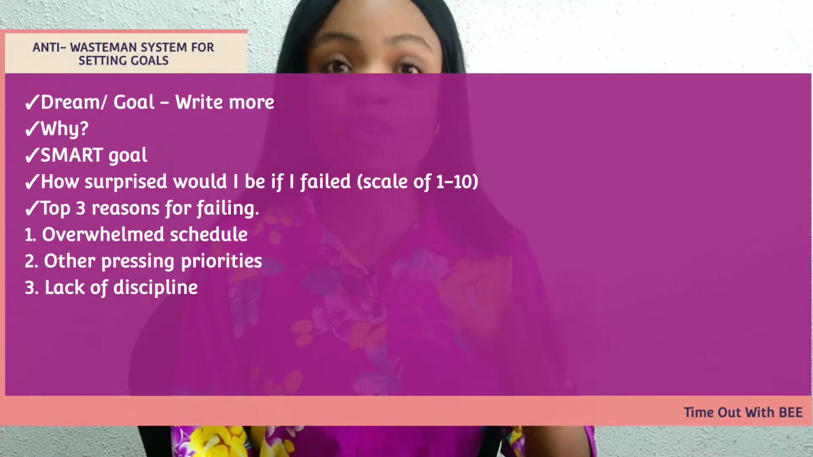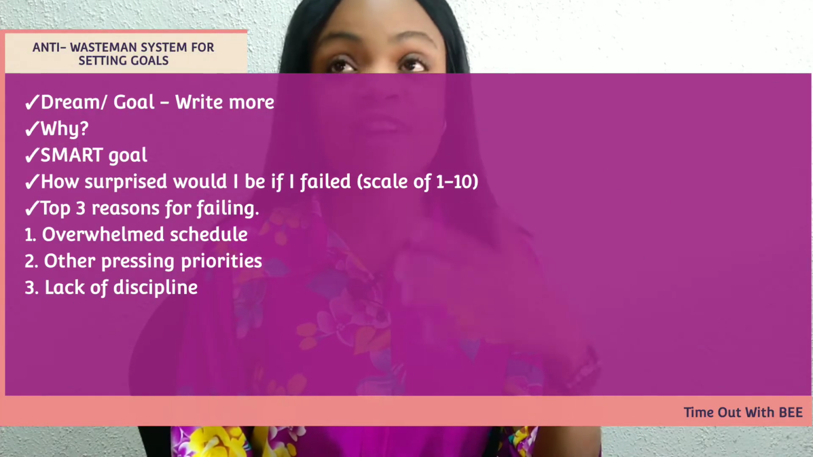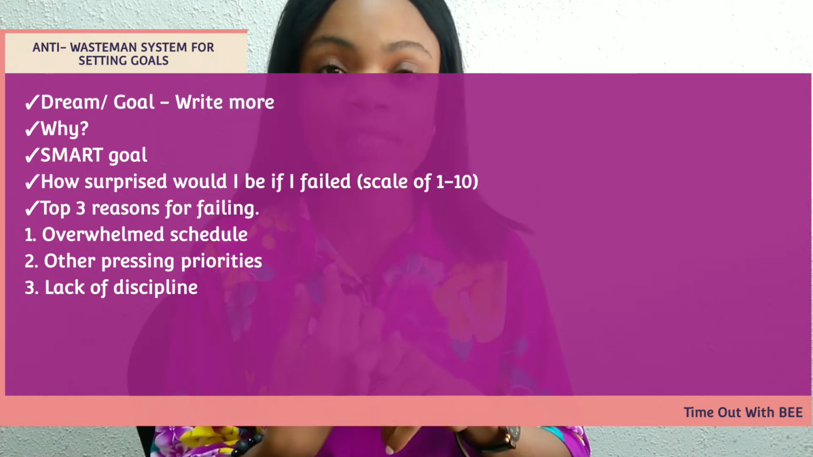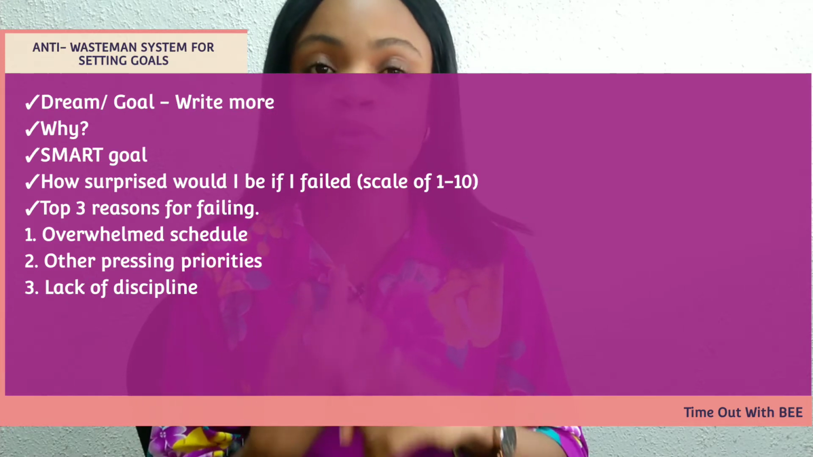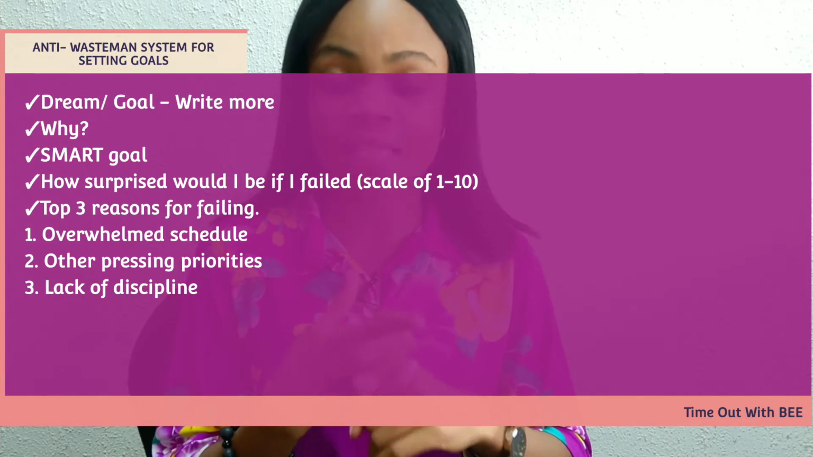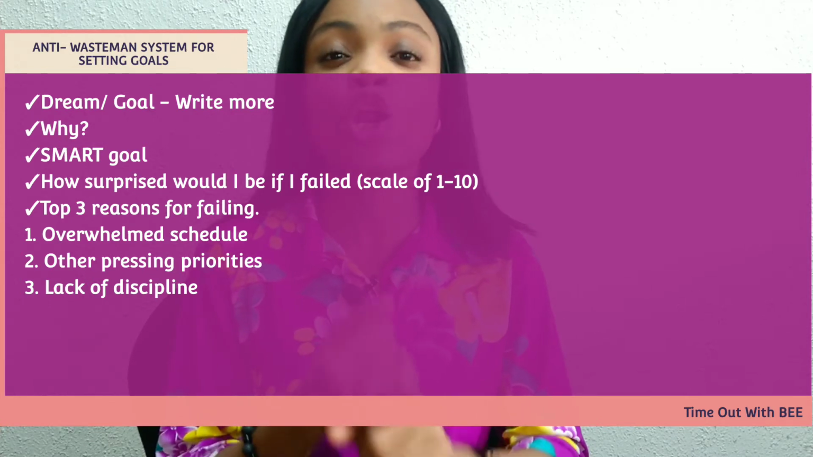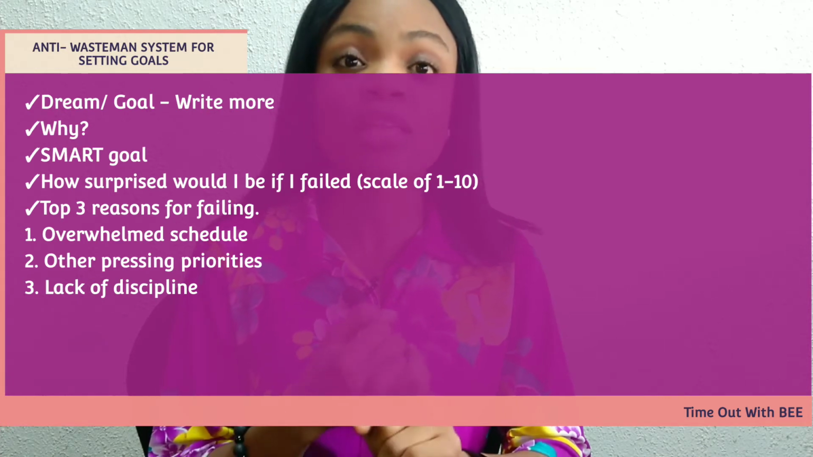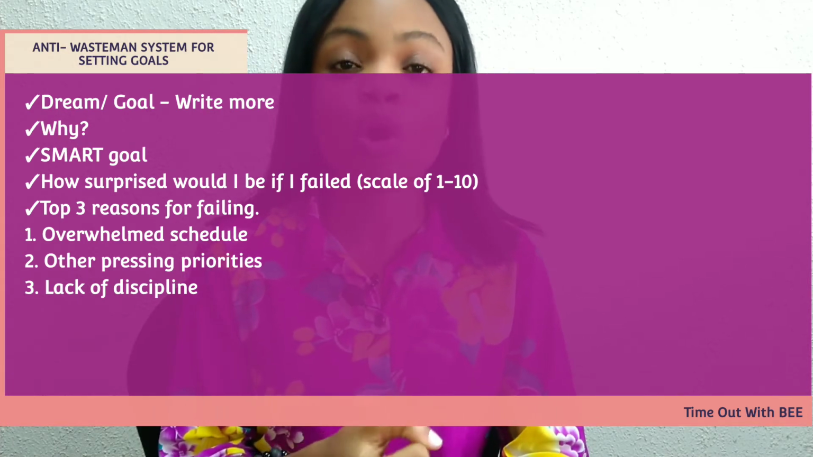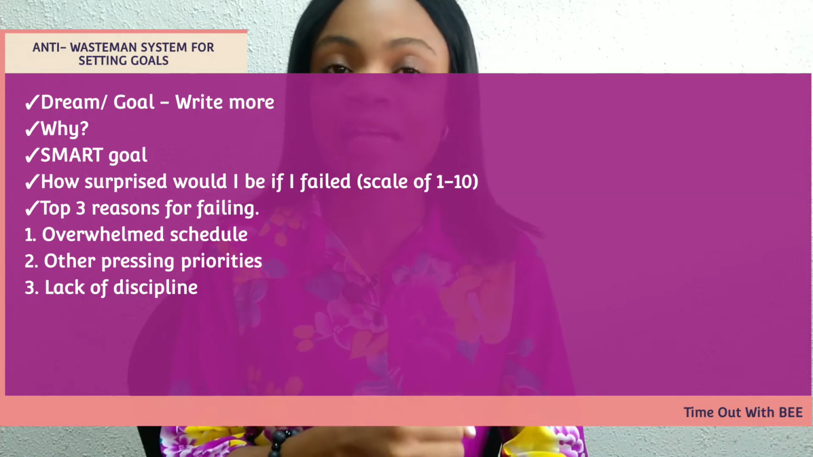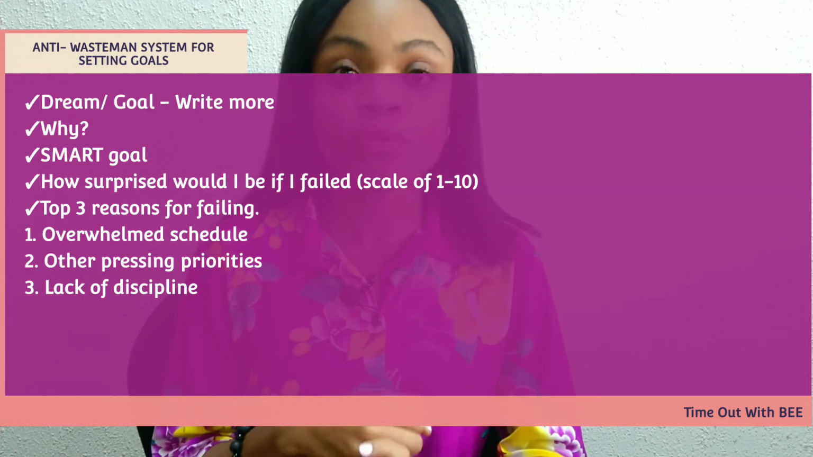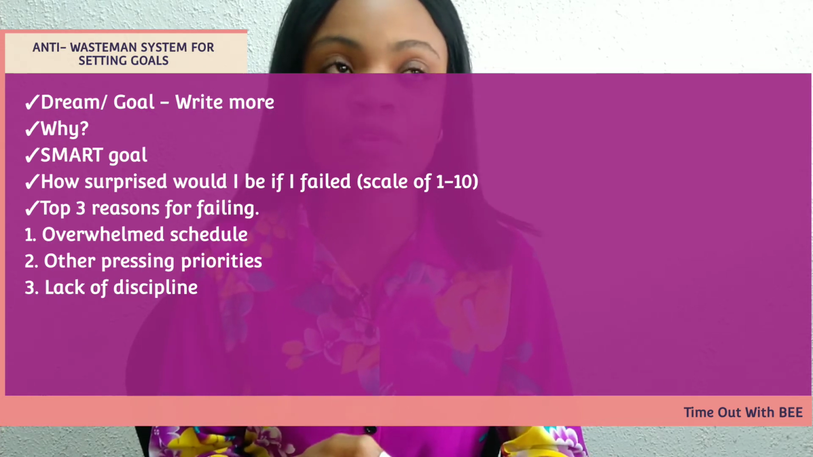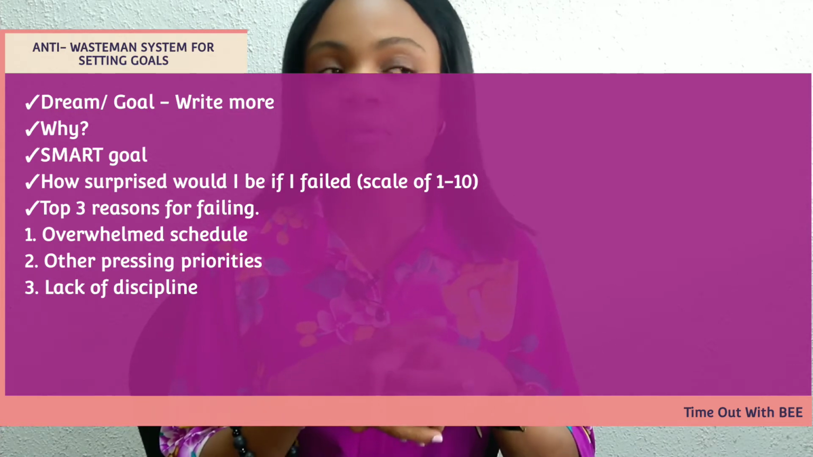Top 3 reasons for failing. So I would be surprised if I fail. Top 3 reasons would be, number 1, because my schedule is overwhelmed, like I didn't leave space for writing, so that would hinder me. Number 2, because I have a lot of pressing priorities this year, other activities that popped up that I didn't plan and have taken the place of writing. Number 3, because I chickened out and I wasn't disciplined enough. Those are the 3 reasons why I would not achieve it.